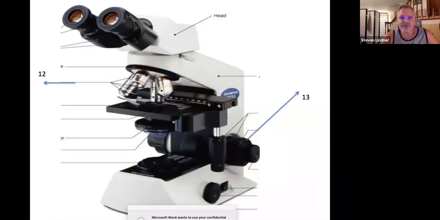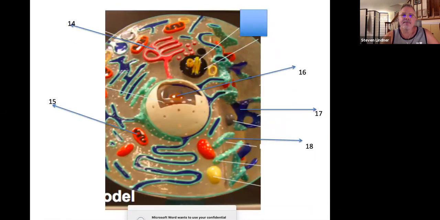All right, now we're looking at the microscope. So I want to know what is number 12 and what is number 13. So number 12, these are objective lenses. And 13, this larger one, is the coarse adjustment knob. If it was this one, it would be the fine adjustment knob. Okay, let's see, number 14. What is 14? We're looking at the cell. This is the what? Golgi complex or Golgi apparatus.